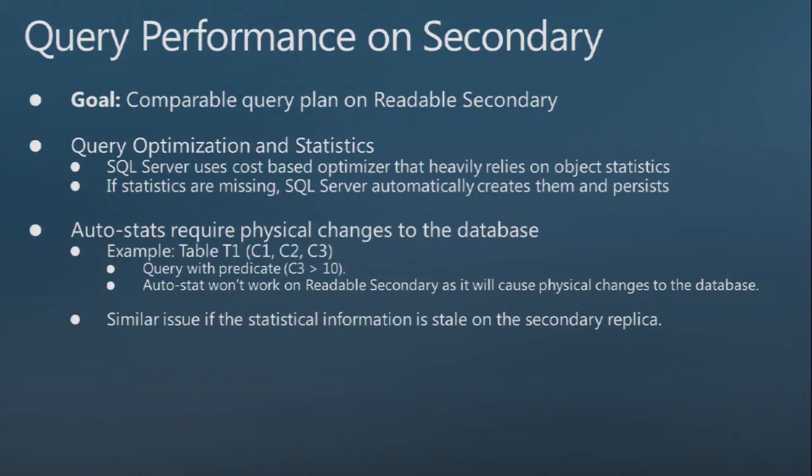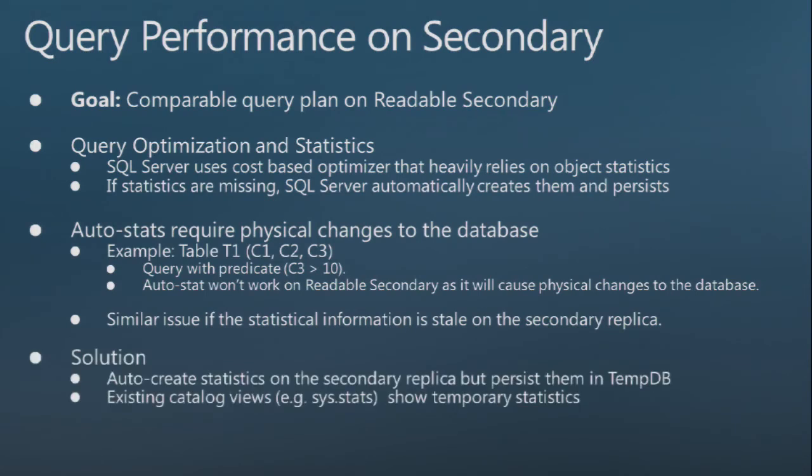So this was the basic challenge that we had with a readable secondary. So the solution that we have come up with is, we will create the autostats just like we do it on the primary, except we will store that statistics in TempDB. So it is not on the user database, because we know the user database is read-only, but we will create the statistics in the temporary database.